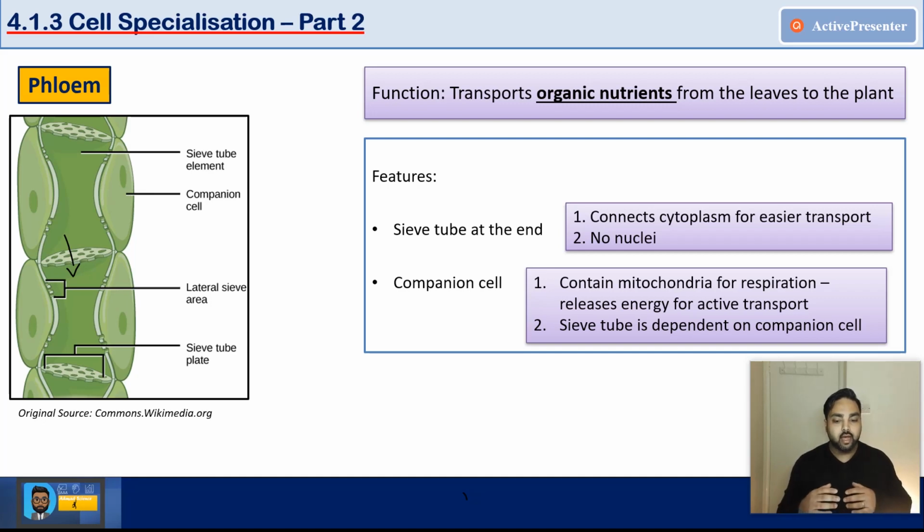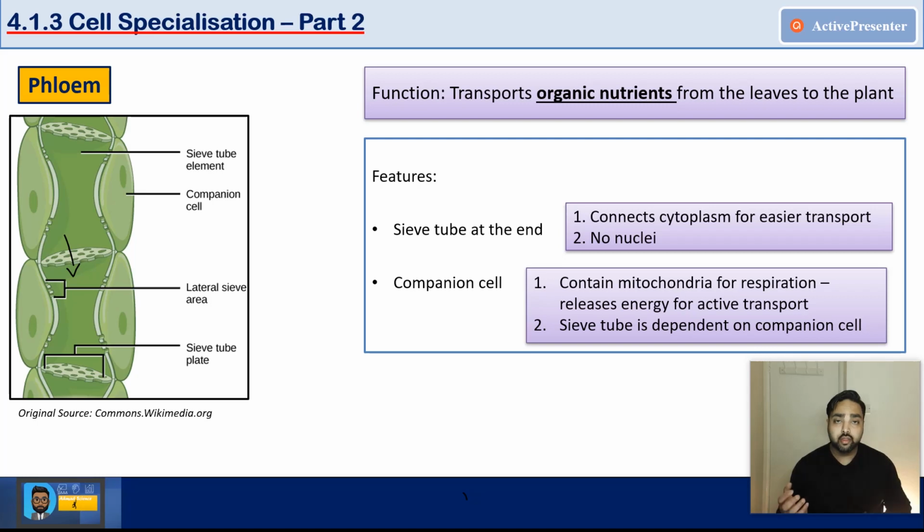Okay, and it's really, really important when you consider this, because actually what that means is it allows the sieve element to just almost be this continuous kind of hollow tube of cytoplasm, which allows the transport of organic nutrients, which is exactly what the plant wants to happen.